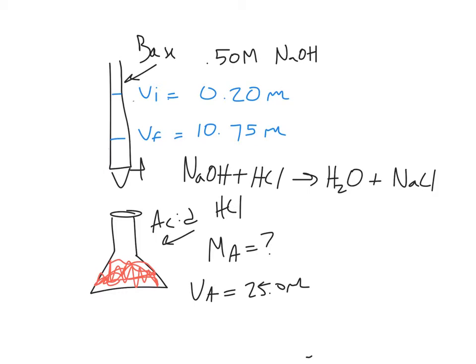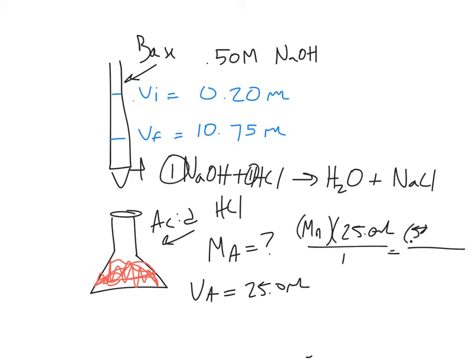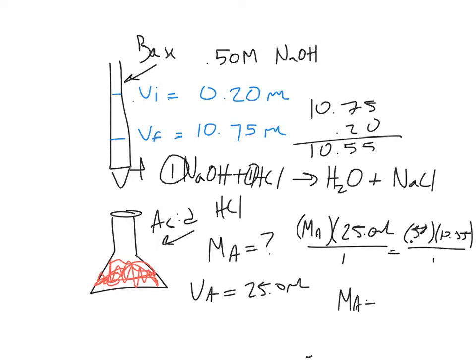It's your unknown. So Ma is unknown, and that's equal to times 25 milliliters over 1, because right here, this is all in a 1-to-1 ratio. So that's equal to 0.50 molar times the volume of 10.75 minus 0.20, which is about 10.55. So that'll go here. And that's over 1 as well, because it's a 1-to-1 mole ratio. And I simply solve for M of acid. And my M of acid is equal to 0.211 molar. And that's my final molarity of the acid from this titration.